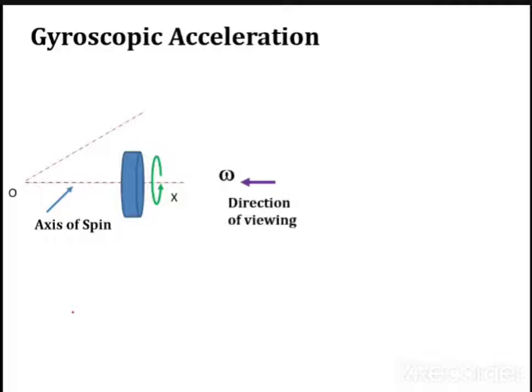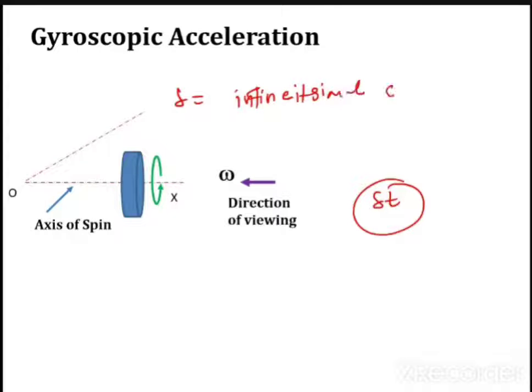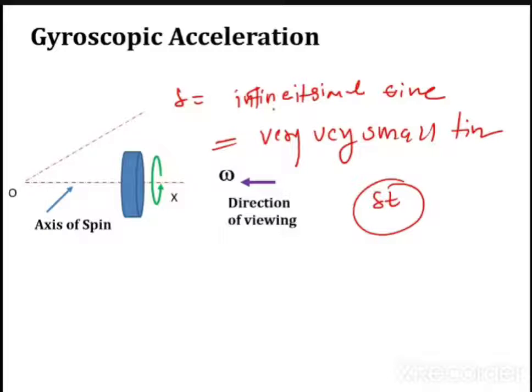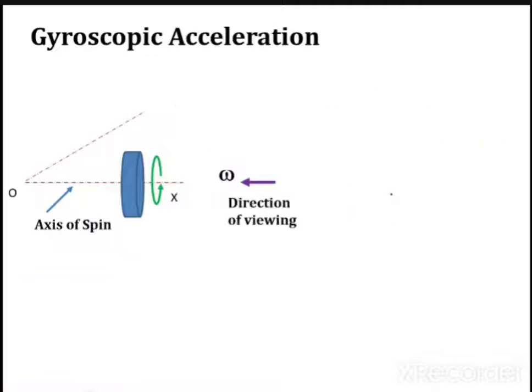Now let us assume something. Let us assume that after some short time, let us say the time is dt. Now what is dt? First of all, you understand that del is nothing but an infinitesimal time. It is a very small time. So del represents infinitesimal time or a very small time. That is very important, you have to understand. So that is why I am considering this.